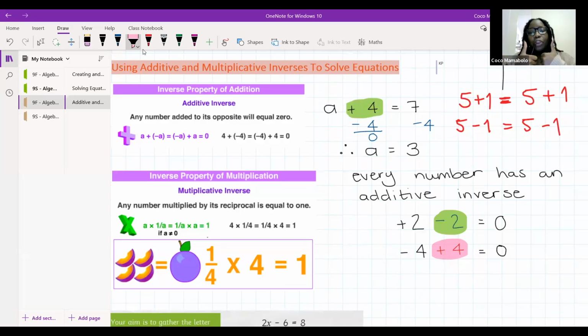Give me a thumbs up if you understand what the additive inverse is. Give me a thumbs up if we're together.